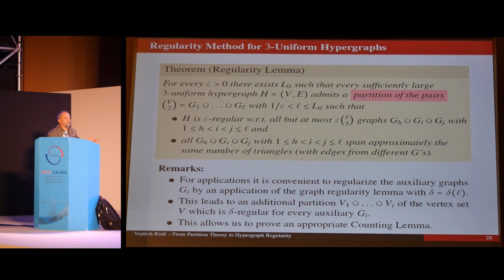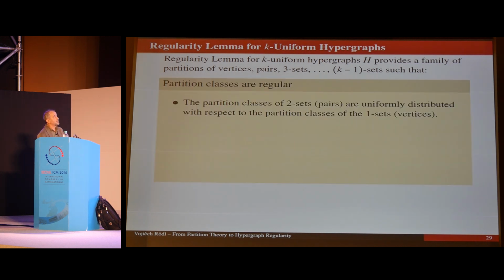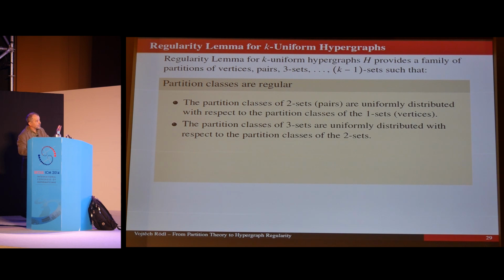So how it looks for k-uniform hypergraphs, the structure is the same. This will be a technical slide, but I will be very brief over it. If I have a k-uniform hypergraph, the auxiliary partition will partition vertices, pairs, triplets, and so on until k-1 tuples. And pairs will be behaving randomly, quasi-randomly, or uniformly, I could say, with respect to the partition classes of vertices by the regularity lemma for graphs.